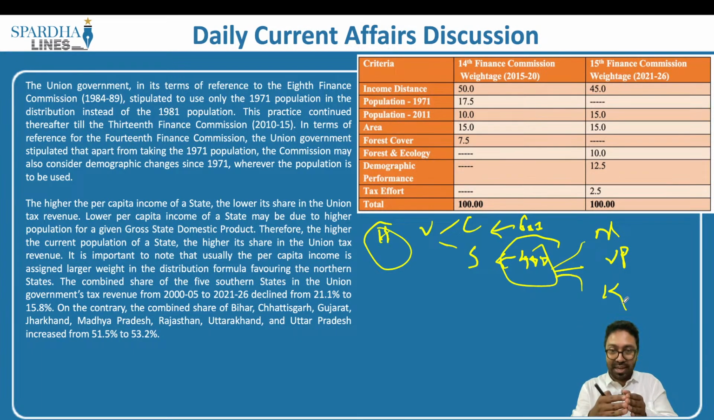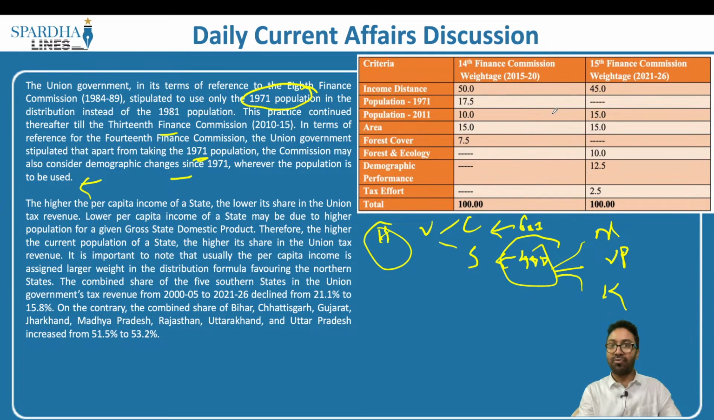How is this differentiation happening? That will be defined by the government to the Finance Commission, and ultimately the Finance Commission makes a recommendation as well. So when you consider the previous instances, the Union government in its statement of reference to the 8th Finance Commission stipulated to use only 1971 population instead of 1981 population. This practice continued till the 13th Finance Commission, and then in the terms of reference for the 14th Finance Commission, the Union government stipulated that apart from taking 1971 population, the Commission may also consider demographic changes since 1971 where the population is to be used.